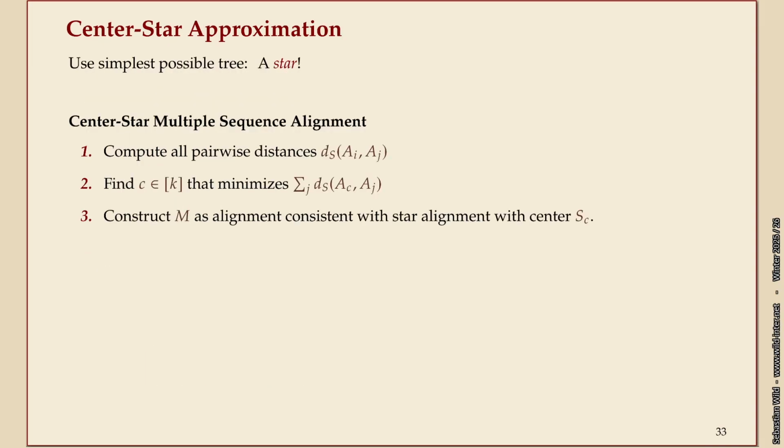Now, to turn this into an algorithm, we need to pick a tree. And what's maybe the simplest possible tree? A star. Maybe you should have said a path, but for the analysis, it's a star. So there's some sequence that we put in the middle, AC for center, and all the others are just around that one, connected with some edge.